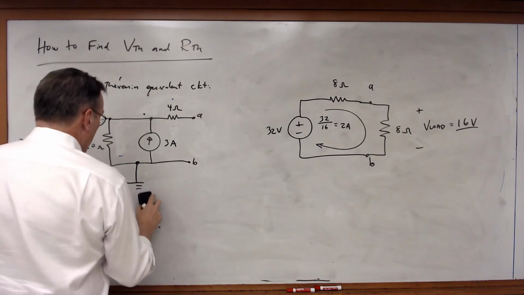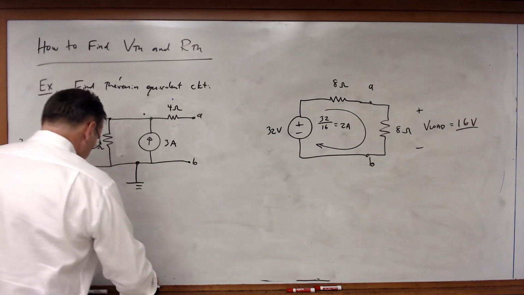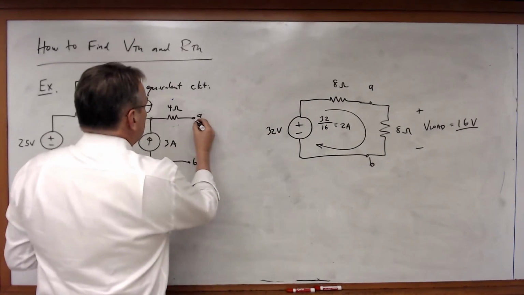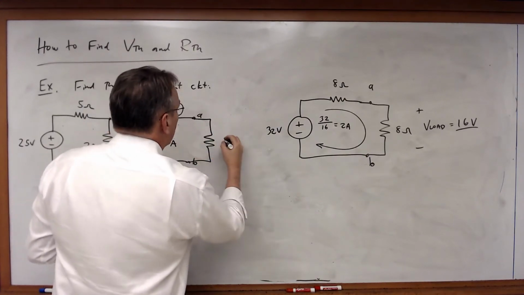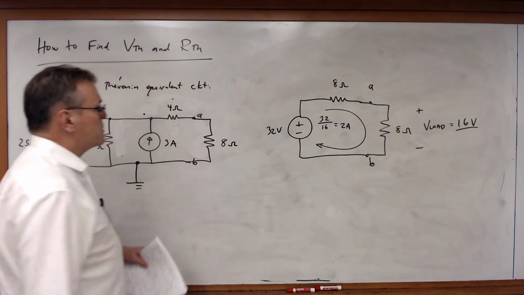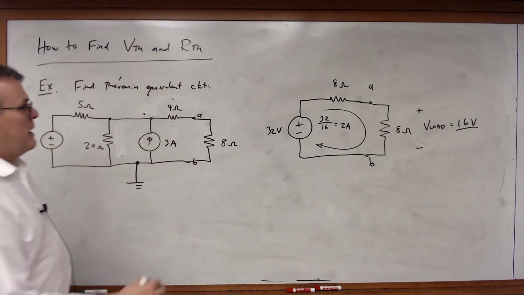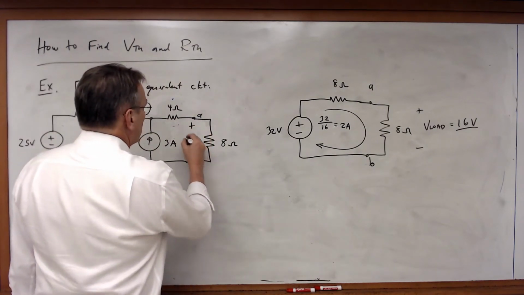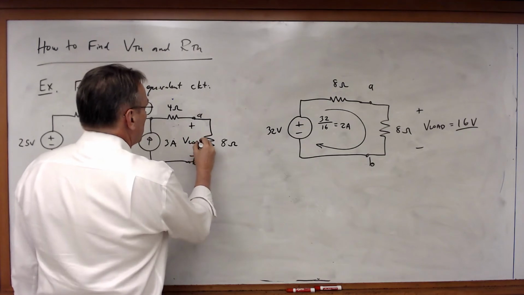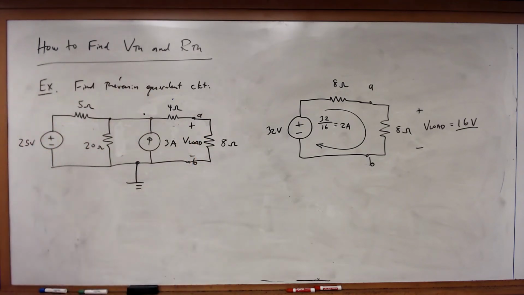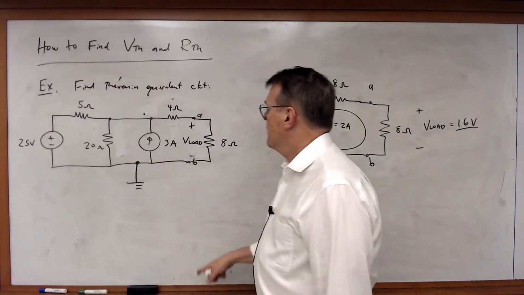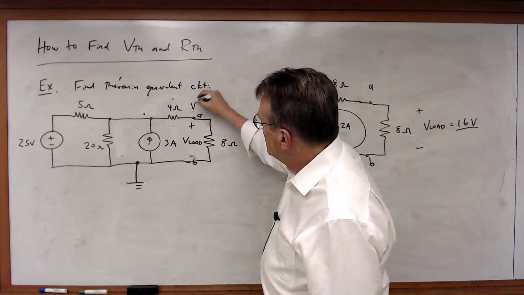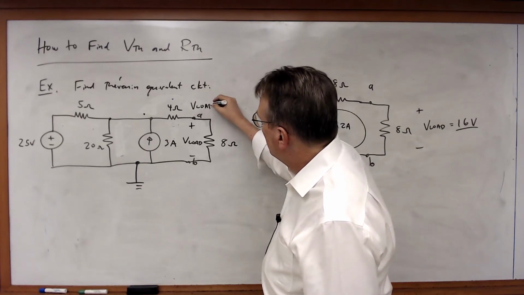Starting off with the original circuit, I'm going to once again attach an 8 ohm load resistor to it. And once again, I want to calculate V load across that load resistor. Since I like to use nodal analysis, I'm going to keep the B node grounded here. And by definition, this now becomes V load.